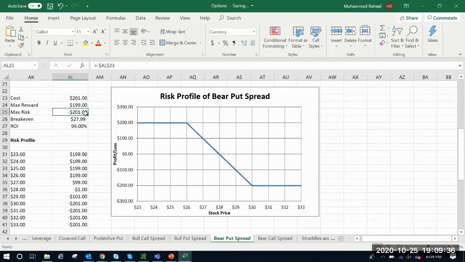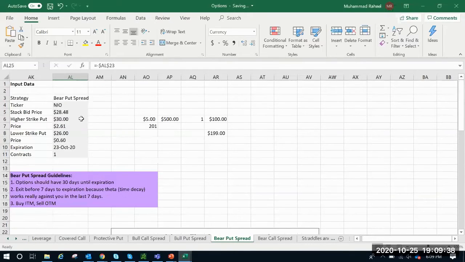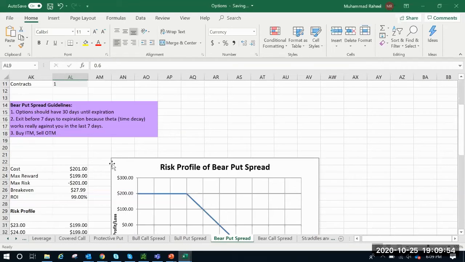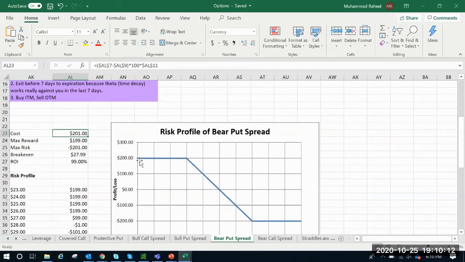And let's see what the other case will be. That case will be if the NEO stock ended above 30. If it was like 30 point something, guess what? The put that you are holding, the one you paid $261 for, expires worthless. And the put that you sold also expires worthless. So you basically entered the spread by paying $201, and that's all gone. This is exactly the same way the bull call spread works, but using put options. You make more money as the stock goes down, but your maximum profit will be capped at that.